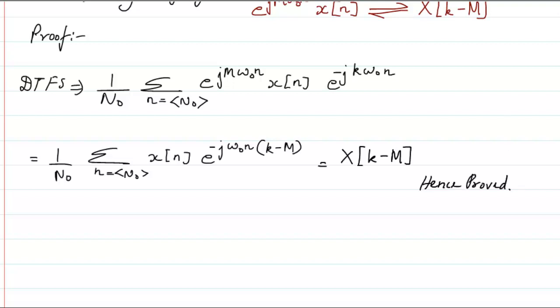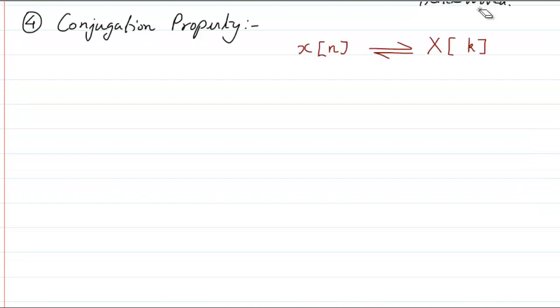Next we will look at the fourth one. The conjugation property basically states that if you are having a function x of n whose DTFS is given by capital X of k, then if you want to find out the Fourier series or DTFS of the conjugate of x of n, all you have to take is the conjugate of capital X of k and flip it in the k axis. That means whatever is in the positive k, you make it into negative k, and whatever is in the negative k, you make it into positive k.